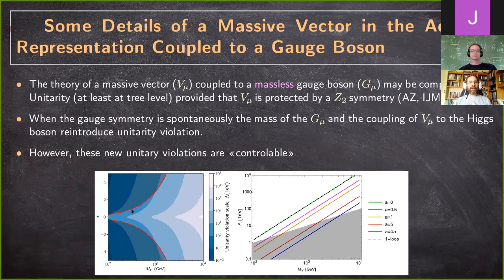For instance, I show you here the scale of unitarity violation as a function of the mass of the vector dark matter and the coupling to the Higgs boson. So in the range where we can saturate the dark matter relic density, the unitarity violation scale is around 10,000 TeV. So it's under control for phenomenological processes.